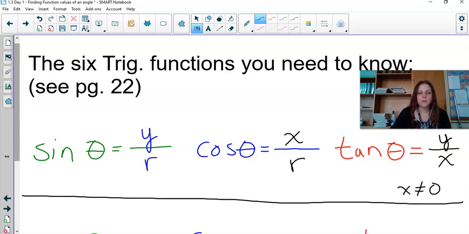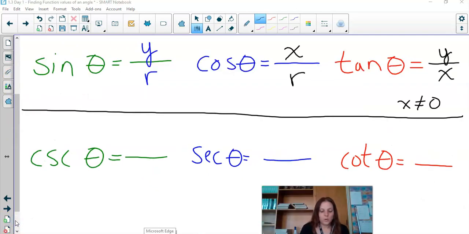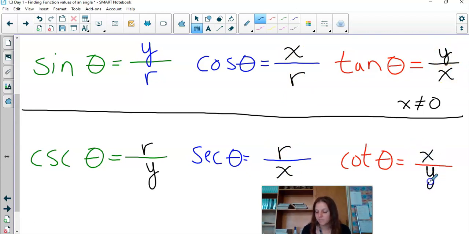Let's go ahead and do the other 3. So sine and cosecant are just reciprocals of each other. So if sine is Y over R, then the cosecant will be R over Y. Cosine and secant are reciprocals. So if this is X over R, then this will be R over X. And then finally, if you've got Y over X, then this will be X over Y.